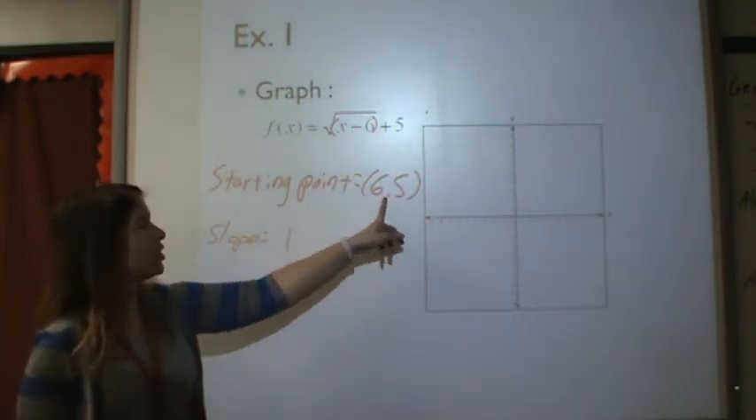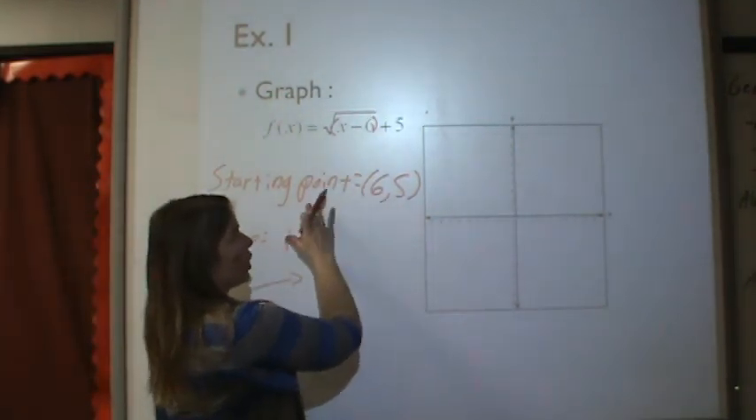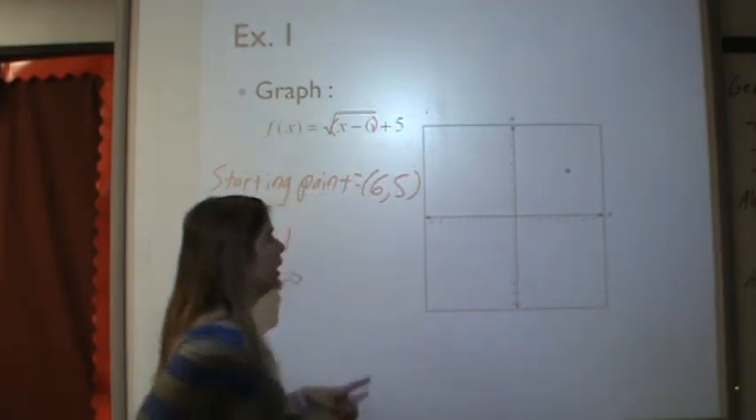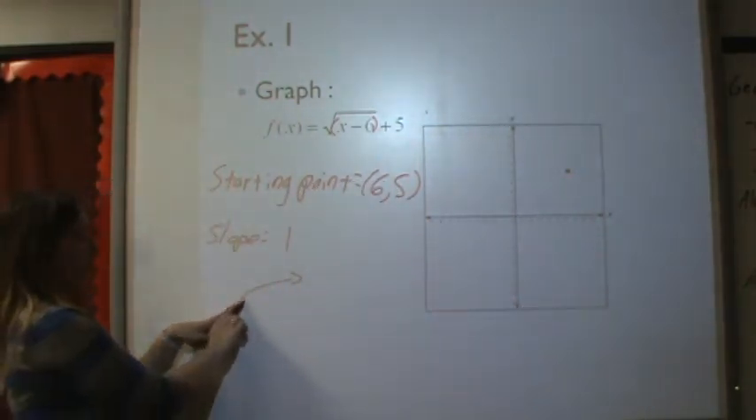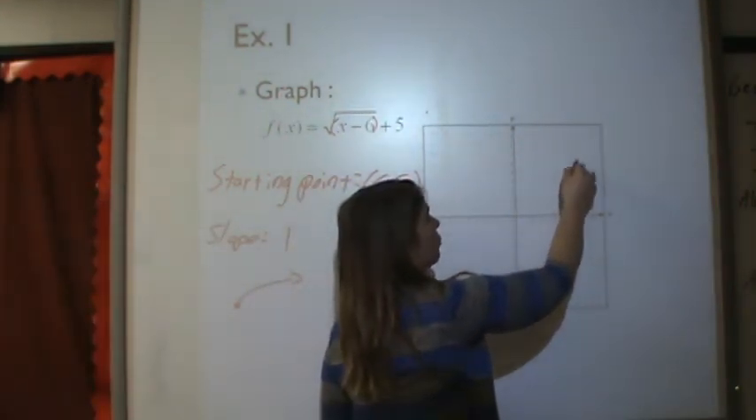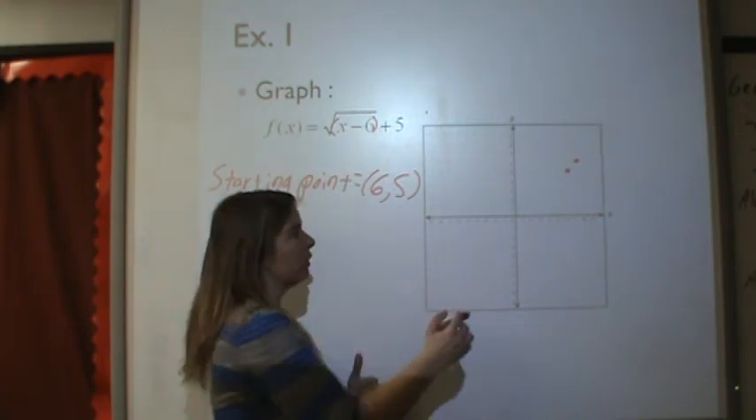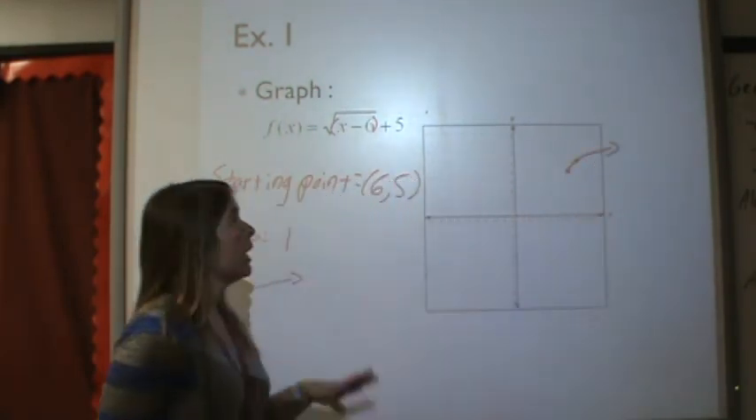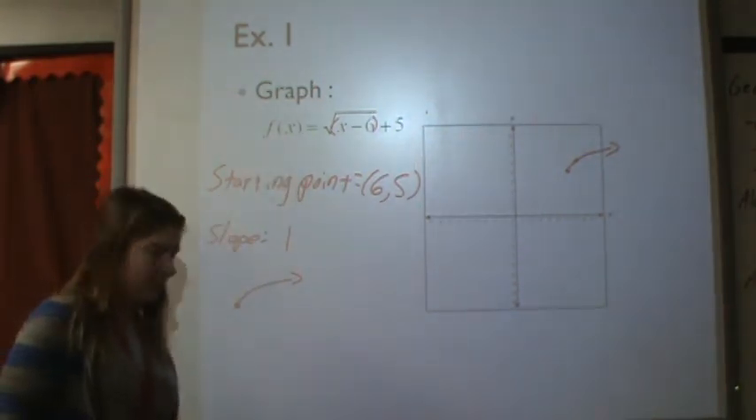So what I do is I start by graphing the vertex, or the starting point, at 6, 5. So over 6, up 5. And then I want to count my slope in the correct direction to make this. So my slope is up 1, right 1. I'm not going to connect it with a line. We're going to connect it with the curve that just kind of goes up in this direction. And that's the graph of this function.